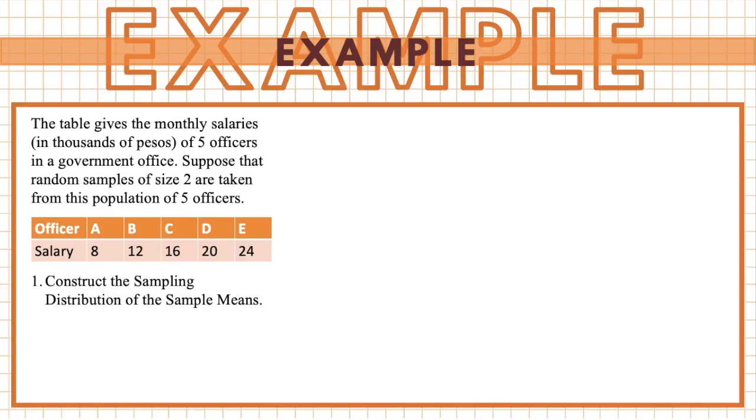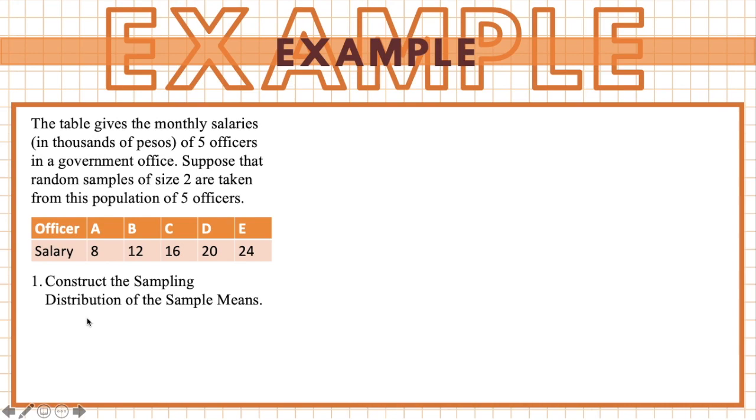So let's have the first example. The table gives the monthly salaries in thousands of pesos of 5 officers in a government office. Suppose that random samples of size 2 are taken from this population of 5 officers. So here are the 5 officers and their corresponding salary. So this is in pesos. So we are to construct the sampling distribution of the sample means for number 1.